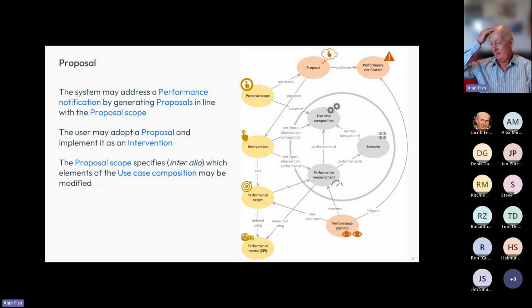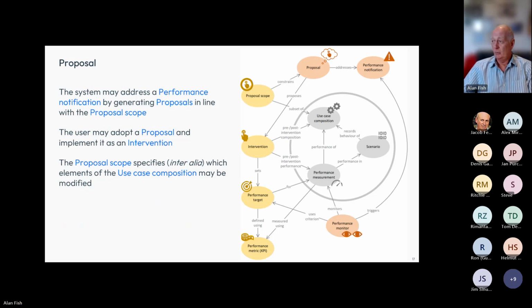This is when it gets interesting. The system can now look at the performance notification and the use case composition, and it can generate a proposal of some sort of intervention which would result in the performance of the composition returning to within the targets set by the user. So the system can suggest that proposed intervention, and the user can decide whether to accept it or not.